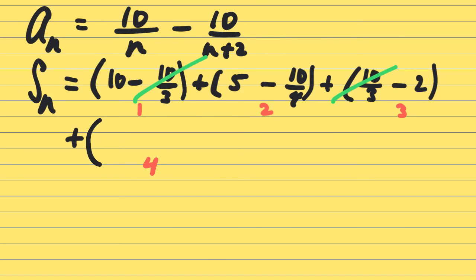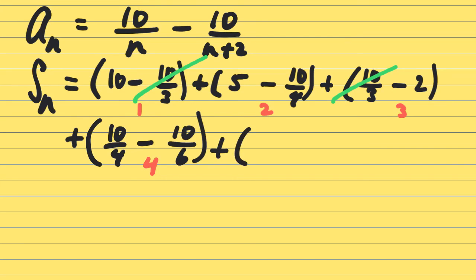Okay, if n equals 4, 10 over 4 minus 10 over 4 plus 2, that's 10 over 6. 10 over 5 minus 10 over 5 plus 2. And this will be enough to start seeing consecutive cancellations. All right, let me go back to green.